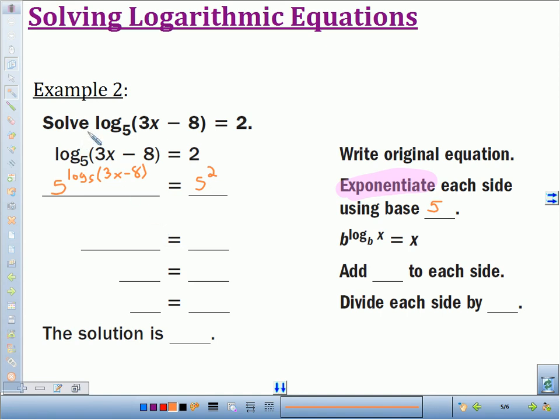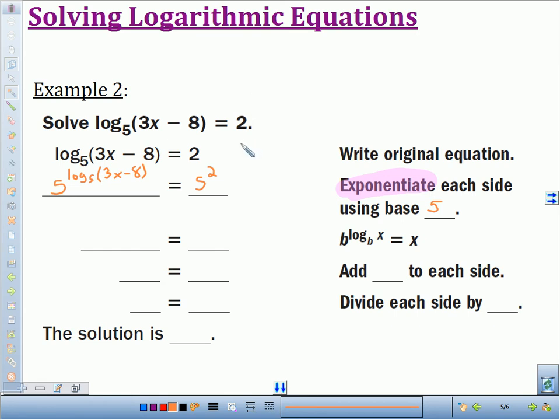Now notice our original equation is still there. Log base 5 of 3x minus 8 equals 2. But now, both of those sides are exponents. And we are allowed to do this. I know it looks a little weird, and you go, whoa, what's that about?